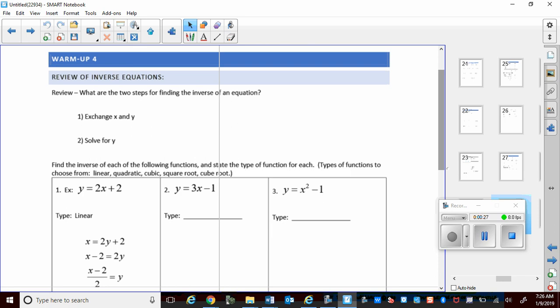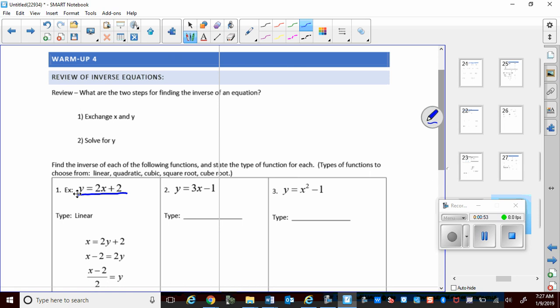This is composition where we substitute an equation. So we're not substituting a number. We substitute an equation into another variable. So what are the steps to finding the inverse of an equation? Well, first, let's say we have our equation. The first step is to change the x and y.